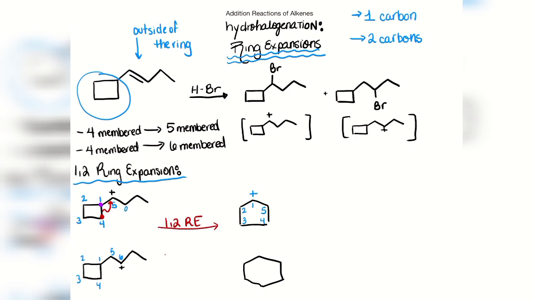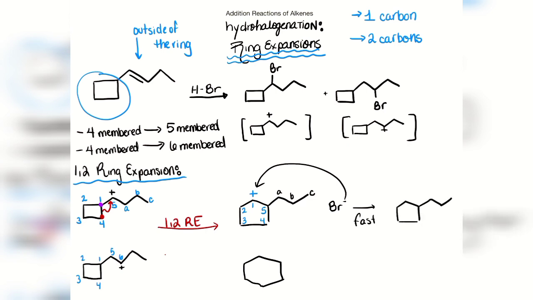Then after 5, you have other carbons. Sometimes I like to label them with letters so that way I don't mess up my flow. So that's A, B, C. Then I would have my Br minus complete the mechanism that we're used to, denoting that that is our fast step, and that would be our structure.